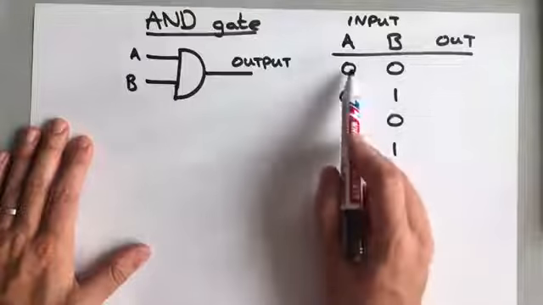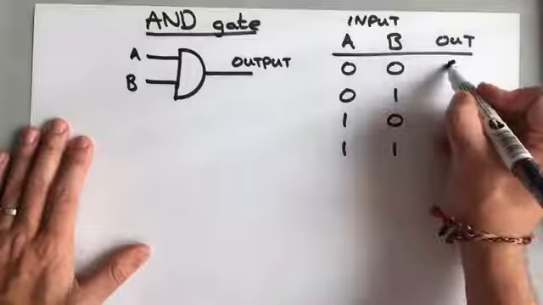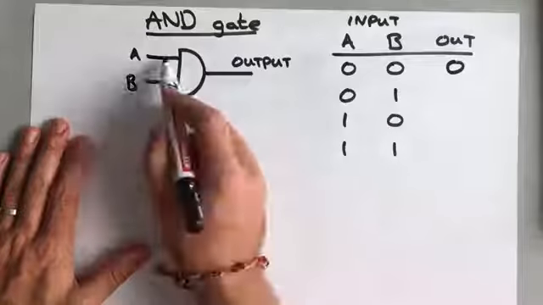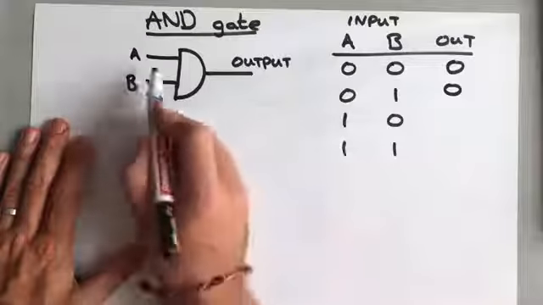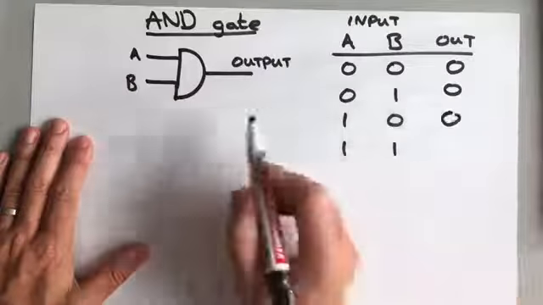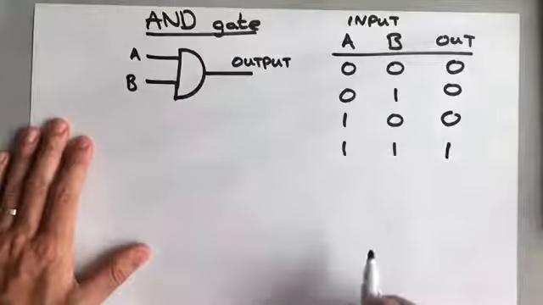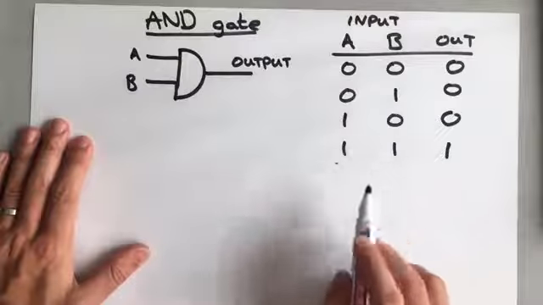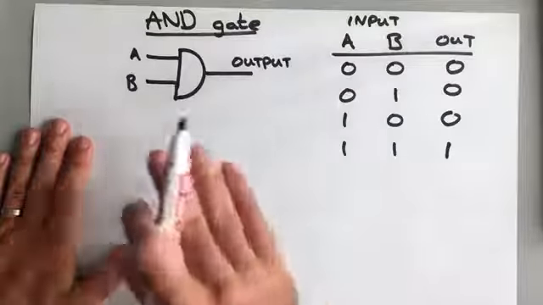So when you've got 0 and 0 coming in with A and B, your output will be 0. 0 and 1, this one and this one are not both on, so that's still a 0. 1 and 0, this one and this one are still not both on, so that's a 0. But when 1 and 1, the output is 1 because A and B are on already. So that's the AND gate.